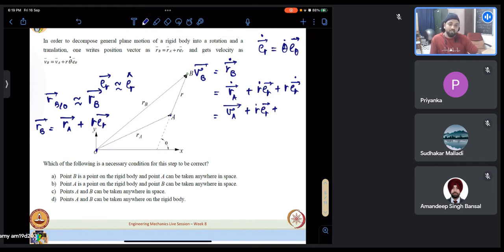We wrote e_R and e_theta in terms of e_X and e_Y with cos theta, sin theta components, and then we differentiated them systematically. And out came the result that e_R dot is nothing but theta dot e_theta, and e_theta dot is minus theta dot e_R.